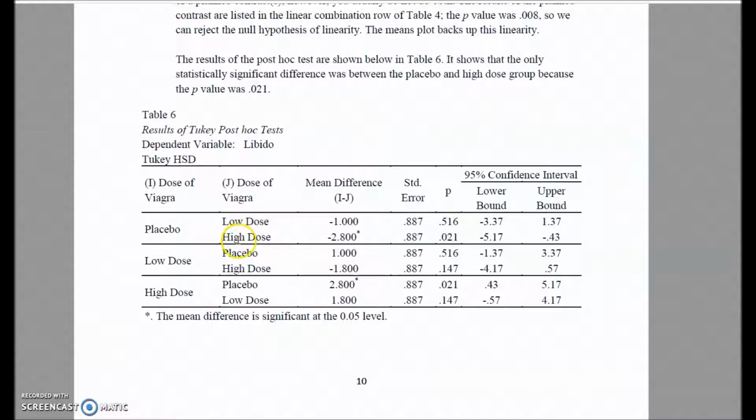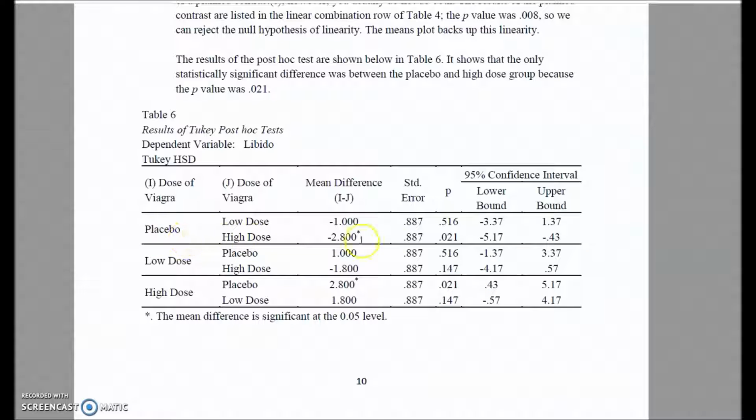But placebo and high dose, it is significant. So that is why you have a star there. It is significant, 0.02, which is less. Low dose and placebo is not. Between low dose and high dose, it is not significant. Again, it is not less than 0.05. But high dose and placebo, it is significant.